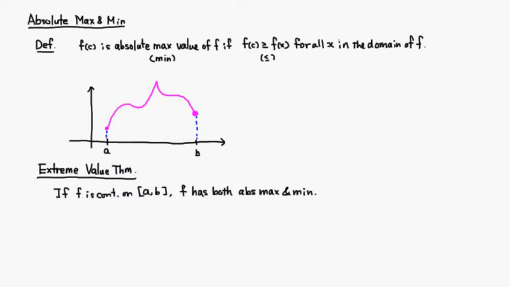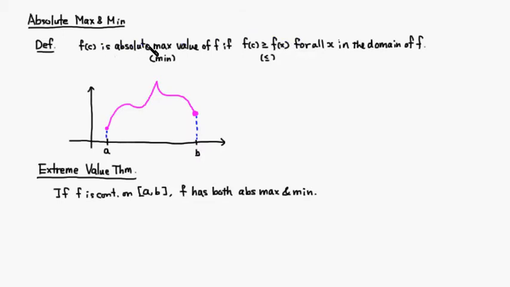Okay, let's look at the definition of absolute maximum and absolute minimum. All right, so here's the definition. f(c) is called the absolute maximum value of f if f(c) is always greater than or equal to f(x) for all x in the domain of f. So it's basically a global champion. It's the largest value in the domain of that function, right?